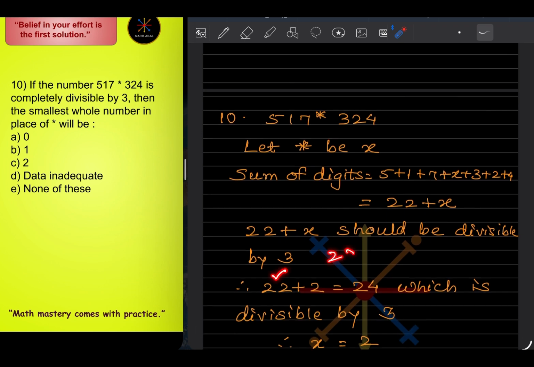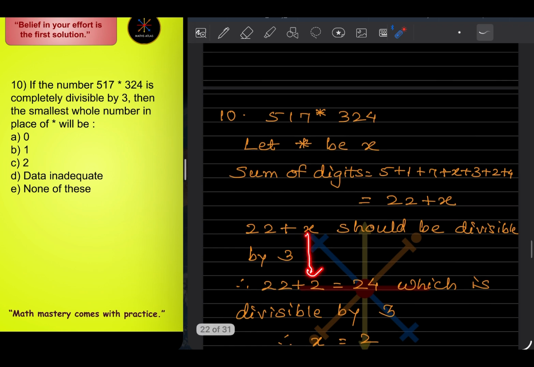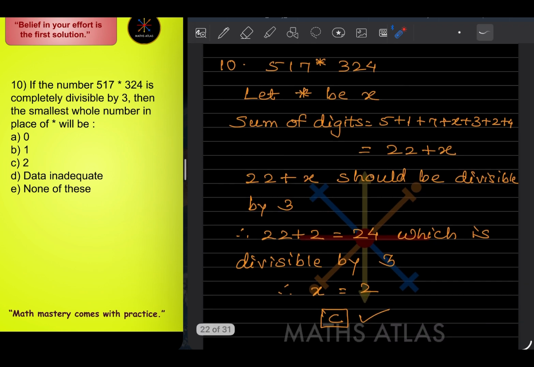If we write 22 plus 1, that is going to be 23, which is not divisible by 3. If we take 22 plus 2, which is 24, that is divisible by 3. So in place of x we can write 2. So that is 24, which is divisible by 3. So what is x? We have considered x as 2. So the option is C.